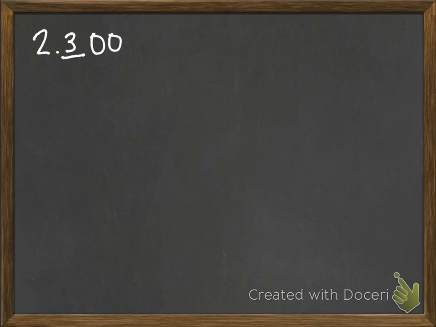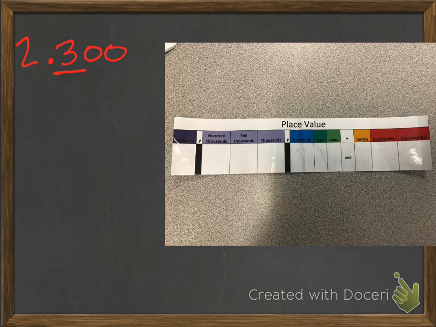So what we're working on today is looking at this number and knowing the value of the underlined digit. So if I had my chart and I want to find out what is the value of the underlined digit, I could just know my place values and know that the 2 is in the ones spot, the 3 is in the tenths, and then we have 2 zeros in the hundredths and thousandths. If you don't know it by heart, that's okay.